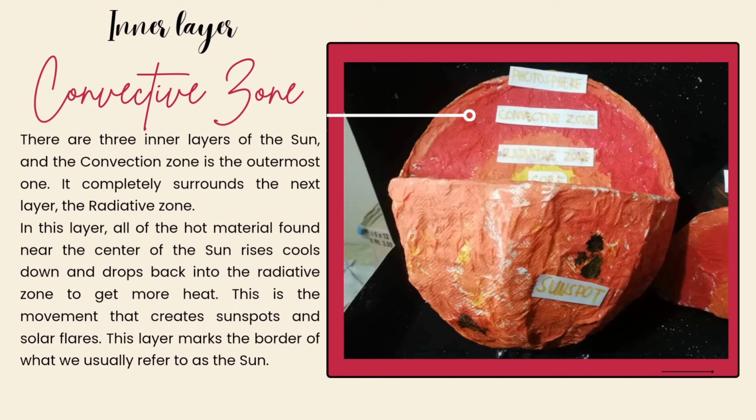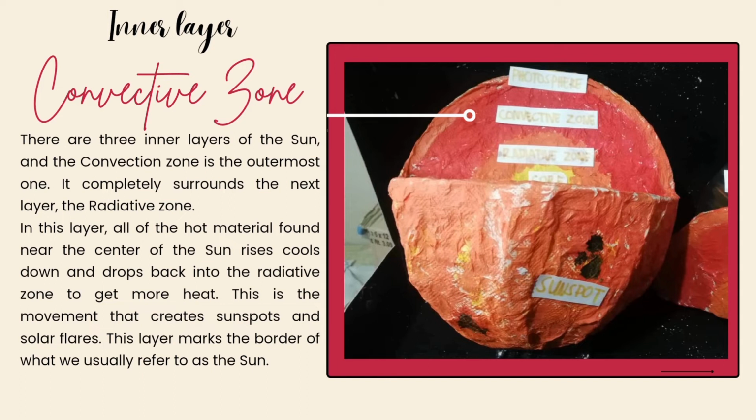And now let's move on to the inner layers. The first one is the convective zone. There are three inner layers of the sun, and the convection zone is the outermost one. It completely surrounds the next layer, the radiative zone.